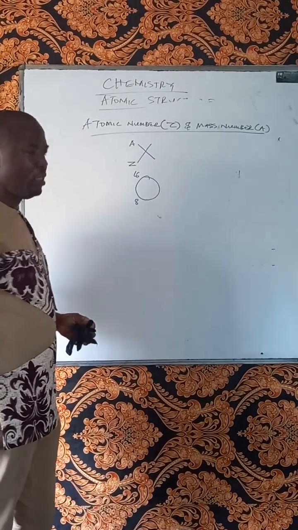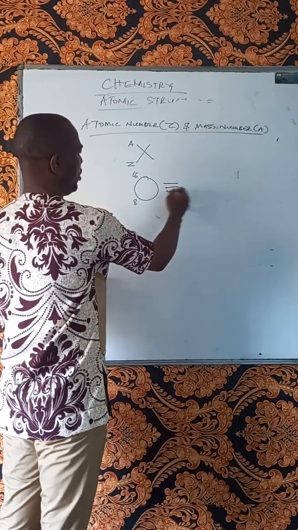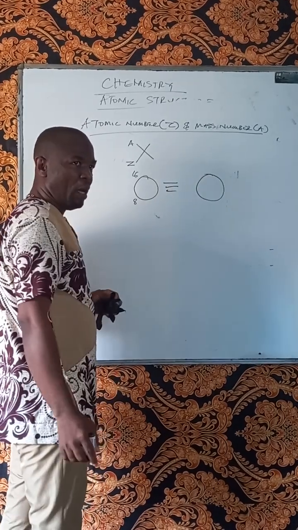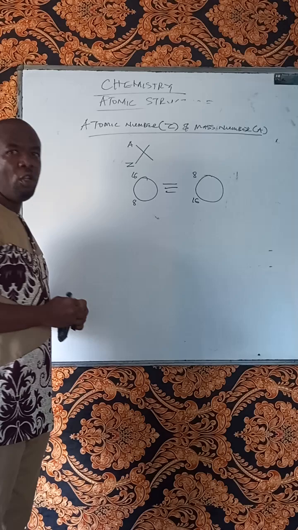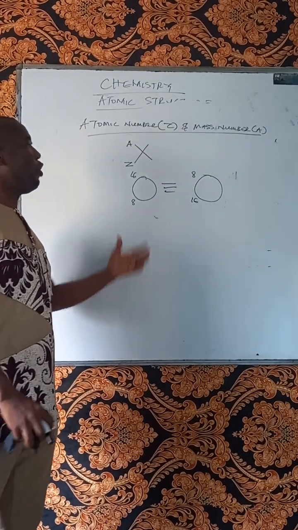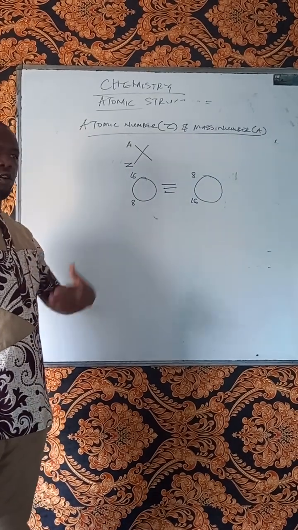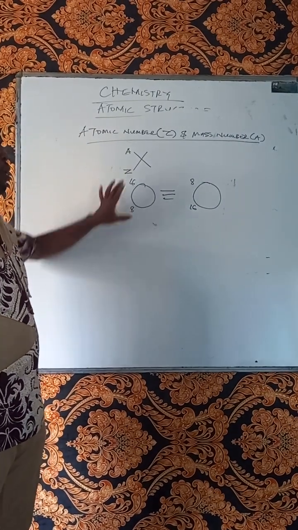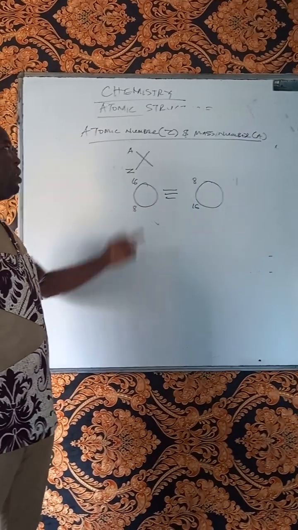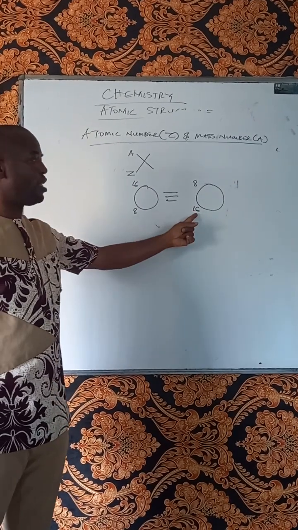But sometimes, this oxygen can be written with the numbers swapped, putting 8 up and putting 16 down. When we do this, which of the numbers now is the mass number? It can confuse a student. The mass number remains the bigger number of the 2. So 16 is the mass number in both cases.